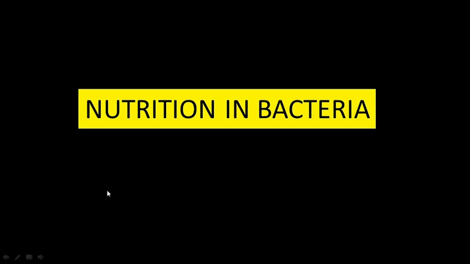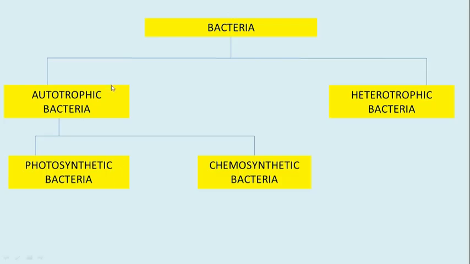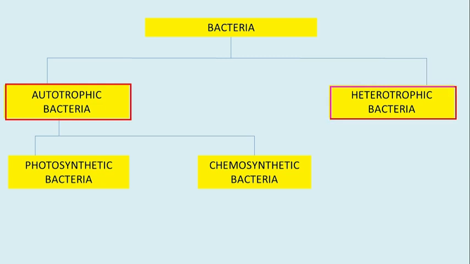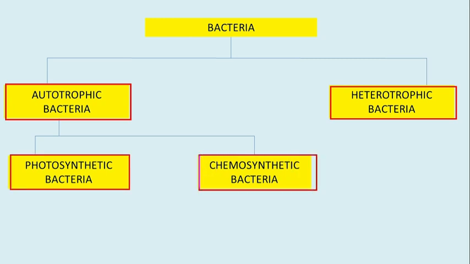Now the next part of this chapter is related to nutrition in bacteria. Bacteria derive their nutrition in two ways. Bacteria are those which can form their food on their own. Those which have the ability to form food on their own are known as autotrophic bacteria, and those which are dependent on others for their food requirement are heterotrophic. Autotrophic bacteria are of two types: photoautotrophic, which can synthesize food on their own with the help of sunlight, and chemosynthetic bacteria, which can synthesize food on their own by utilizing chemicals.